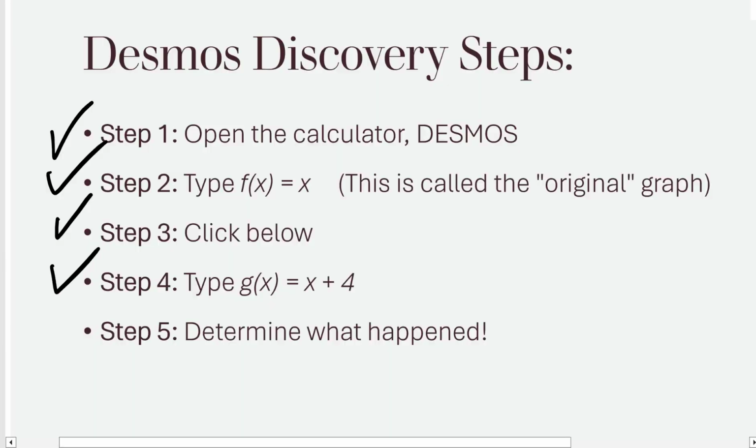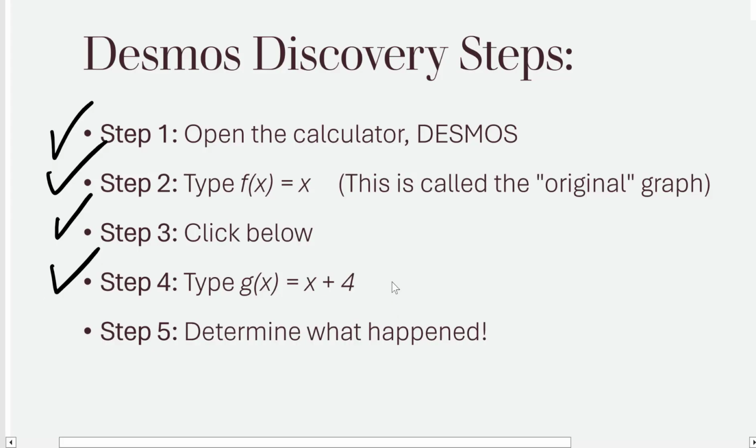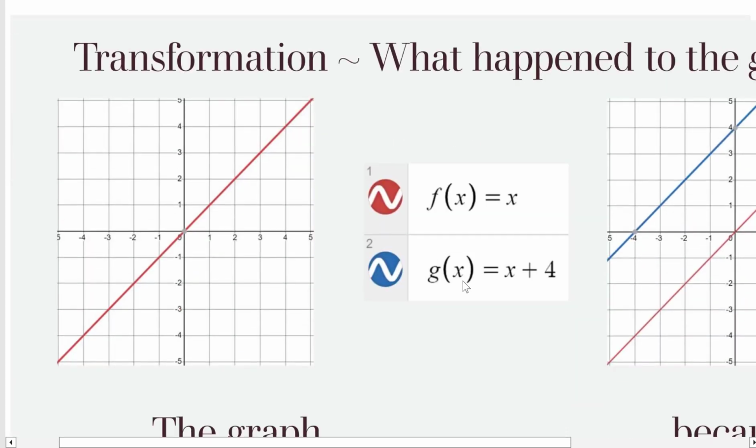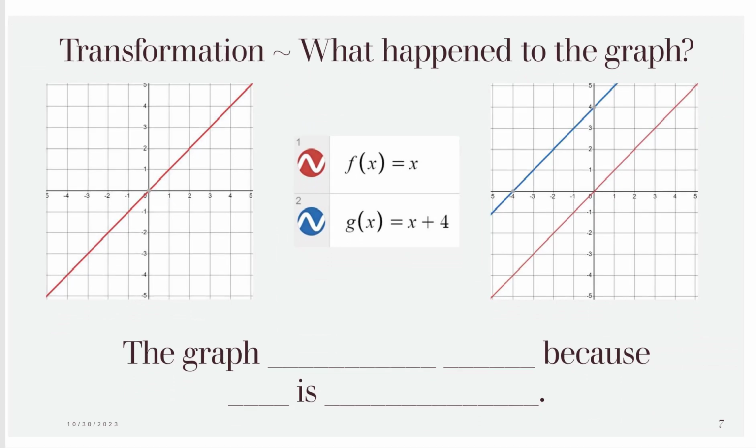Now we need to determine what happened. Ahora necesitamos determinar qué pasó con la gráfica. So this is my original. This is my new graph. So esa es la gráfica original y esa es la gráfica nueva. So what happened to the graphs? This is the same exact graph. Okay, so that's this one, and then this one is right there.